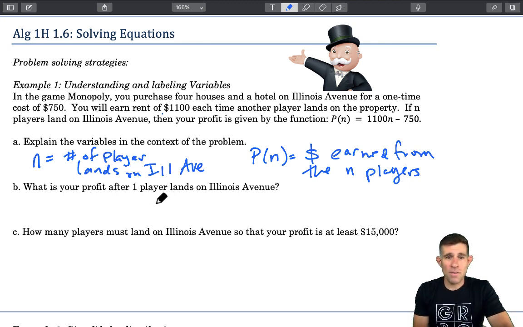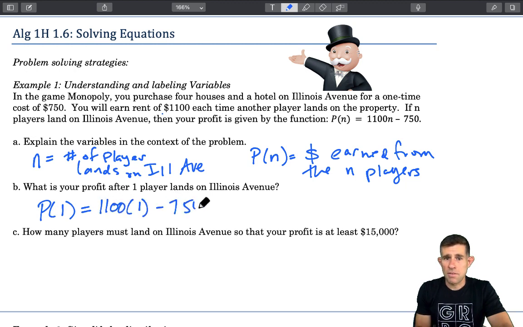All right, what is your profit after one player lands on Illinois Avenue? So we're going to use our profit equation, and we are going to let our argument equal 1. So P of 1 is equal to 1,100 times 1 minus 750. The result there is $350.